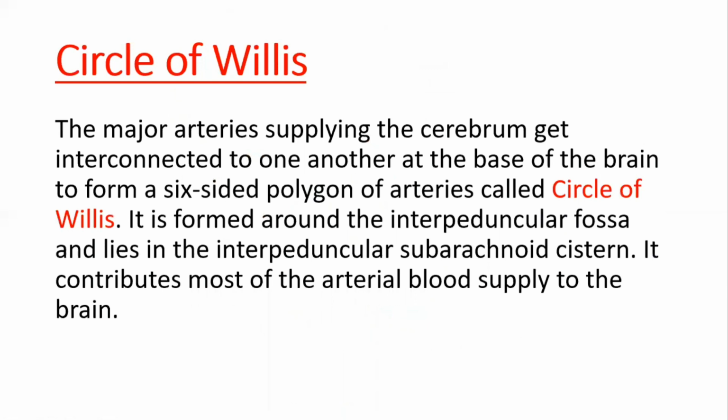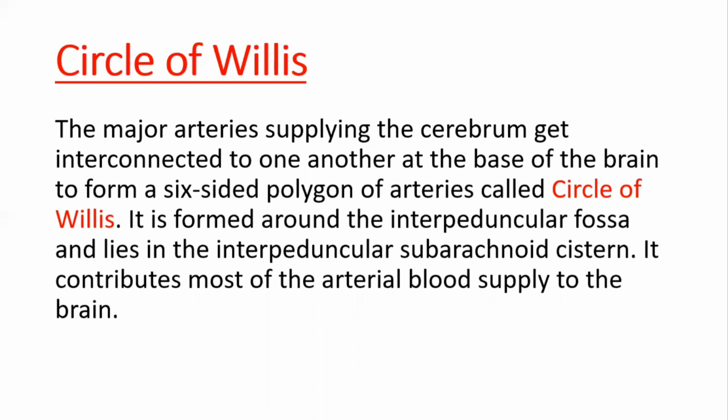So, circle of Willis. First of all, what is the circle of Willis? The circle of Willis is a major arterial supply of the cerebrum and cerebellum and in general the brain, which is interconnected to one another at the base of the brain. Remember, this is at the base of the brain, inferiorly, on the inferior surface of the brain. And they form a six-sided polygon of arteries called the circle of Willis.